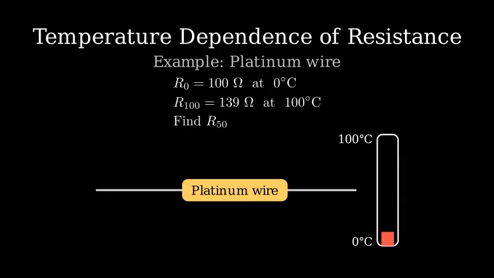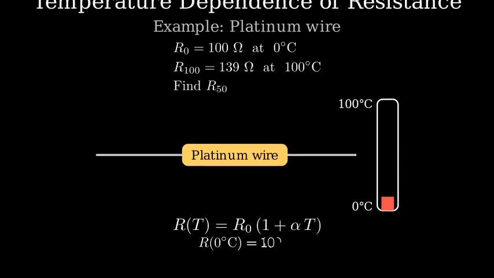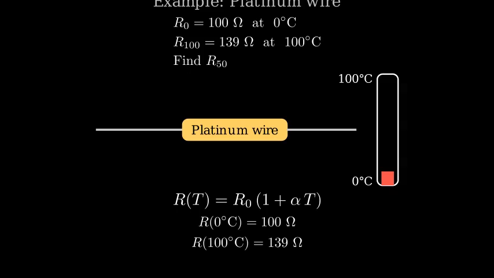In metals over a modest temperature range, we use a linear model. R of T equals R sub 0 times the quantity 1 plus alpha times T. Here, R sub 0 is the resistance at 0 degrees Celsius, and alpha is the temperature coefficient of resistance, measured per degree Celsius. We already know 2 points of this line. At 0 degrees, the resistance is 100 ohms, and at 100 degrees, the resistance is 139 ohms.